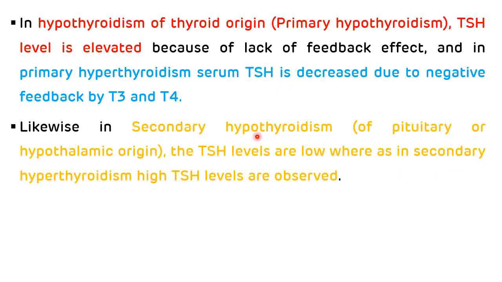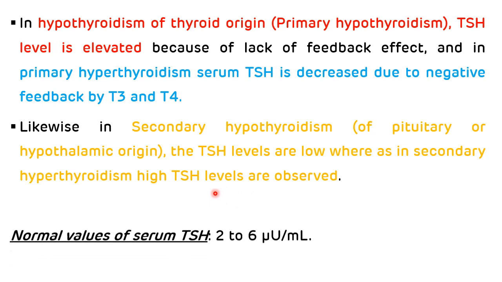Likewise, in secondary hypothyroidism, which is of pituitary or hypothalamic origin, TSH levels are low, whereas in secondary hyperthyroidism, TSH levels are high. And the normal value of TSH is 2 to 6 micro unit per ml. So that is the normal value of TSH.